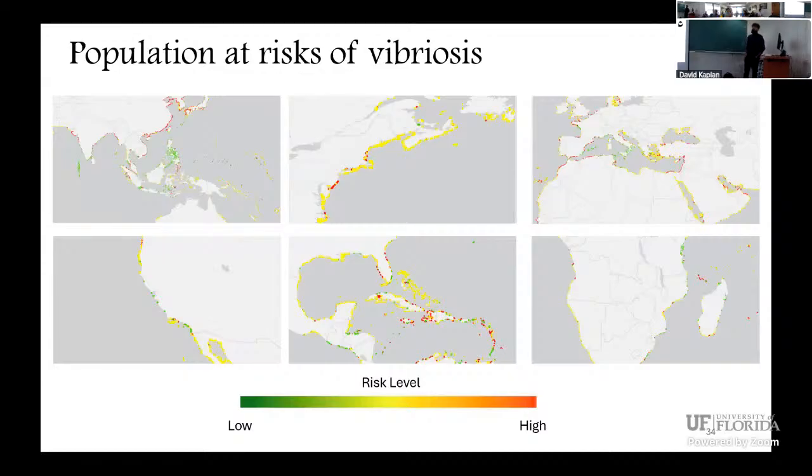So based upon the preliminary analysis, these are the populations that are at risk of Vibrio. The risk level varies from low to high, green to red. This is Africa, that's the Gulf, that's the East Coast or the Chesapeake Bay, that's the West Coast or California region, and that one shows Asia.